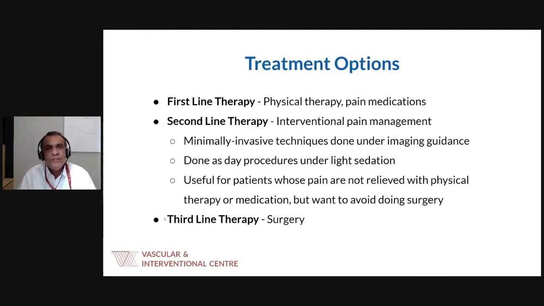A lot of patients ask me, how long do these treatments last for interventional pain treatments? I would say each patient is different.